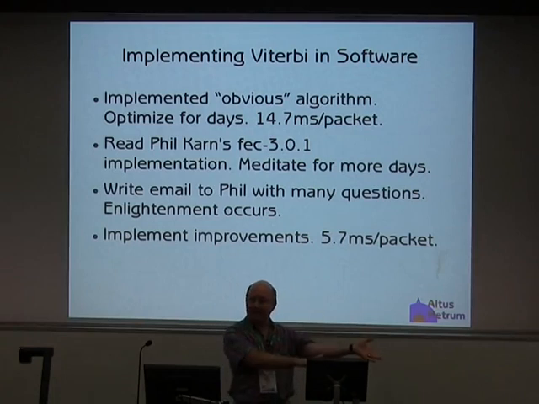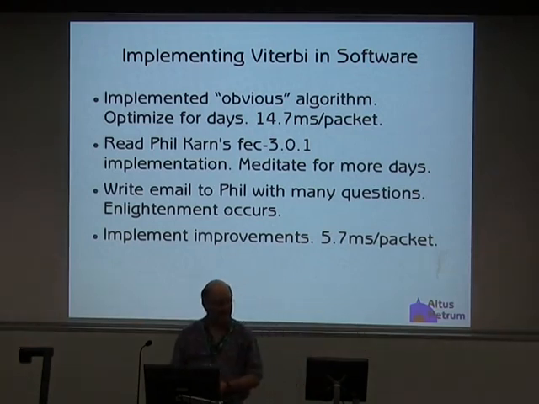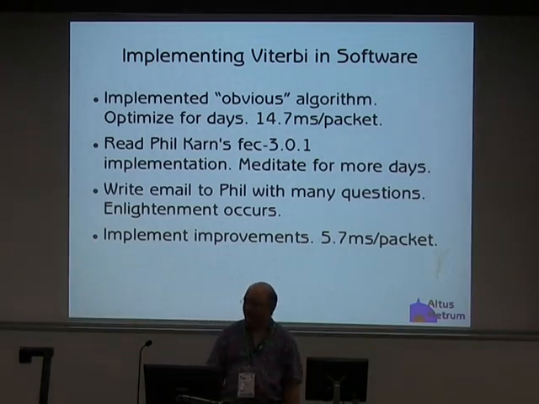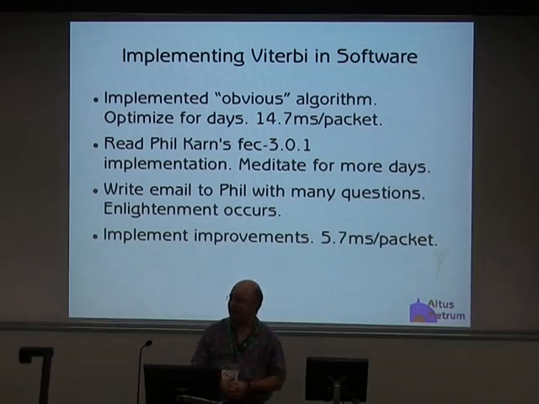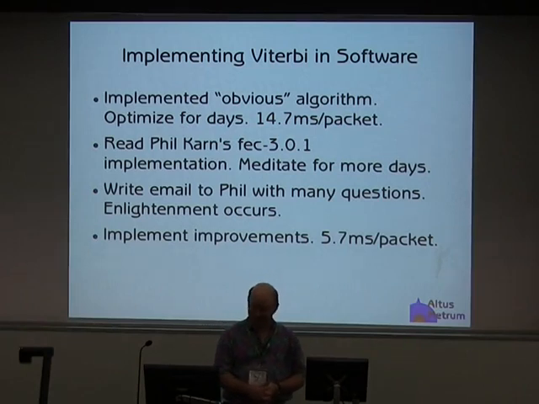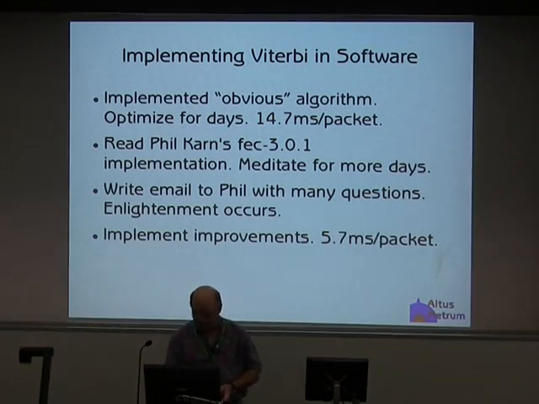So I have transmitting 10 packets per second. I'm decoding in about 6 milliseconds, so I have plenty of overhead. Oh, and that 5.7 milliseconds per packet, that includes one interrupt per bit coming out of the receiver. So I'm taking 38,400 interrupts per second to get the soft decision data out of the receiver.